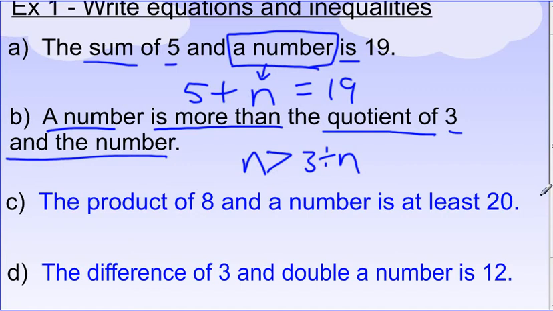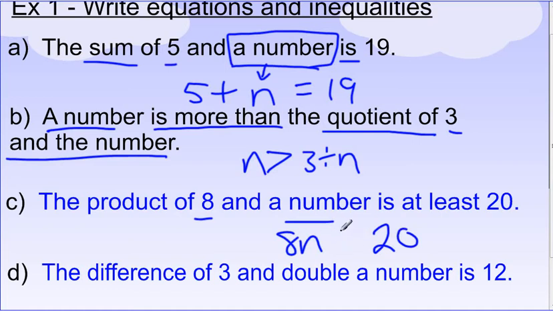Alright, letter C says the product of 8 and a number is at least 20. So the product is a multiplication. So if I'm multiplying 8 and a number, looks like that, this is at least 20. Now, at least. If something is at least 20, it means it's either 20 or bigger.